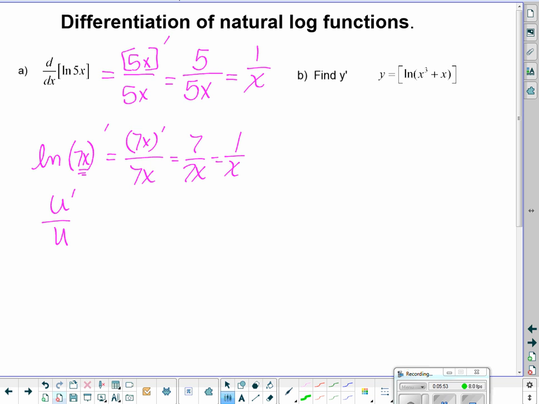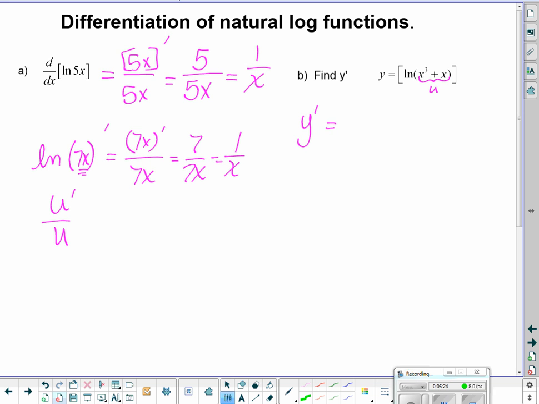All right, problem B. Find y prime where y is equal to the natural log of x cubed plus x. Now, I've got an extra set of brackets here. Don't really need those, do we? We could imagine those being gone. So not really totally necessary. What is my u? See if you can identify u. U is the inside piece of the natural log. So there's our u.